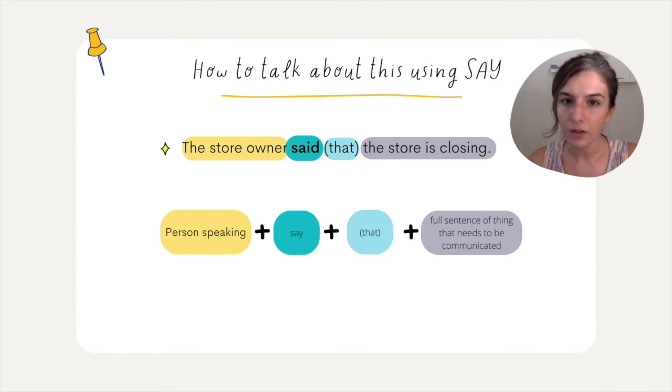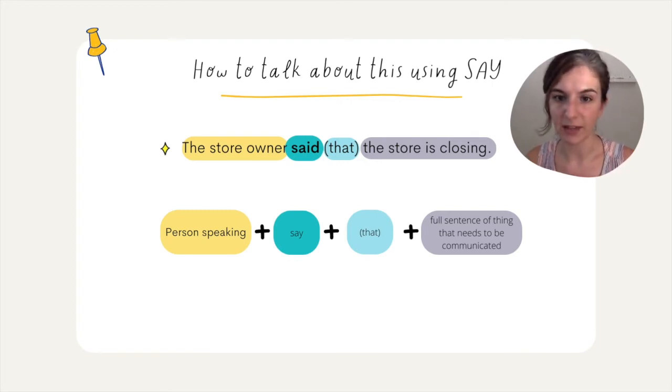Let's take a look at the structure of this sentence. So we have in the yellow, we have the person speaking. In the darker blue, we have the verb say. In the lighter blue, we have the optional that. And in the dark gray, we have a full sentence. So in other words, the store owner is the person speaking. We have the verb say, we have the optional that, and the full sentence is the store is closing.